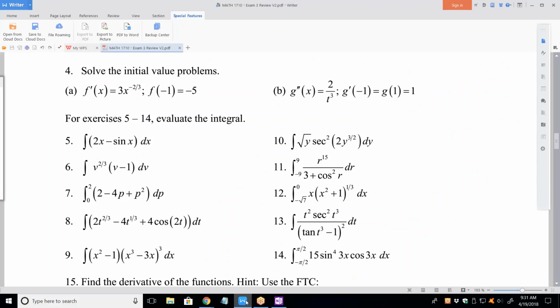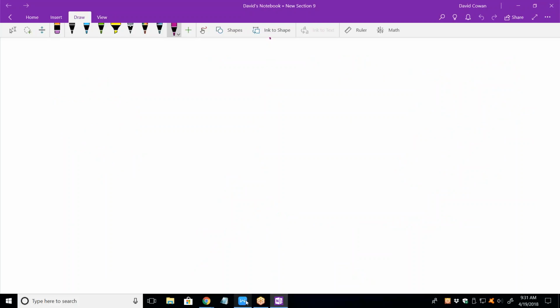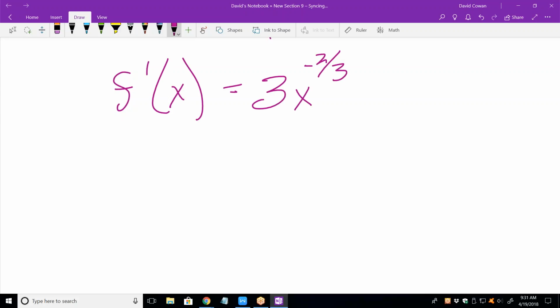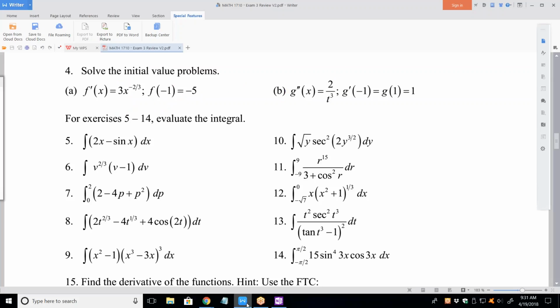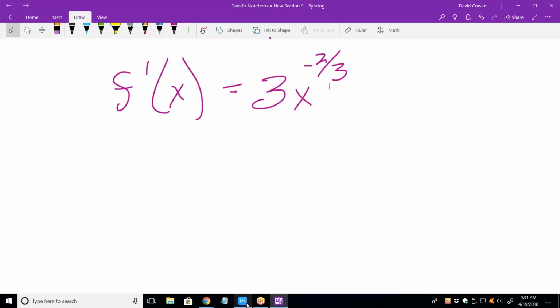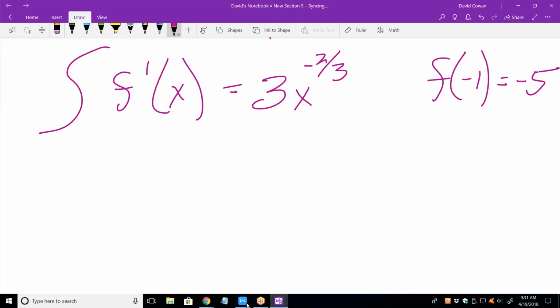All right, so what was it again? 3x to the minus 2/3. So f prime of x equals 3x to the minus 2/3, and the initial condition, which is always used to calculate c, is f of minus 1 equals minus 5. How do we get f of x? So you take the antiderivative of it, which is the integral.